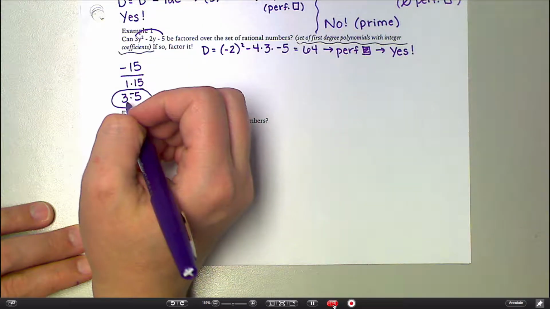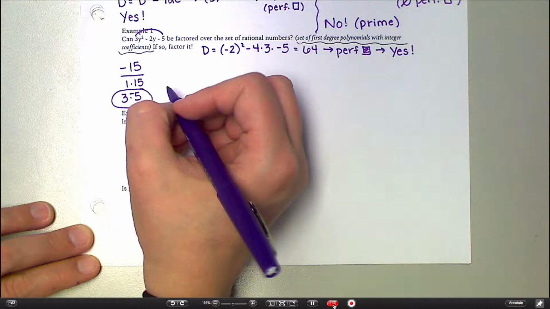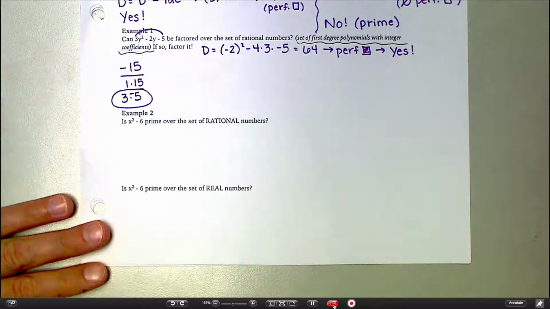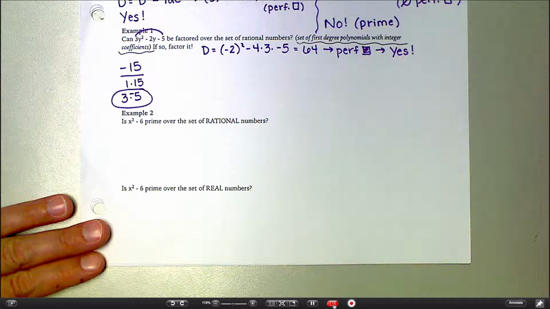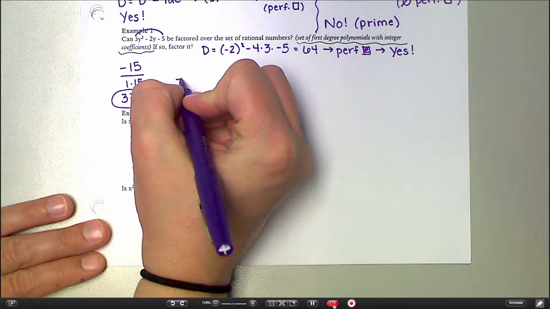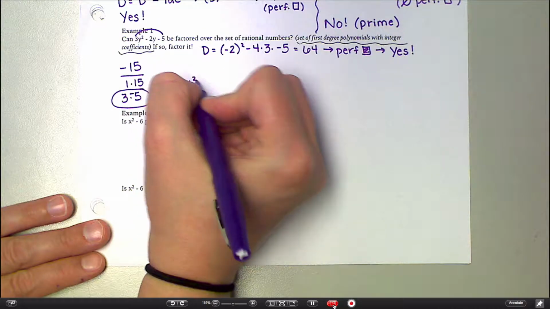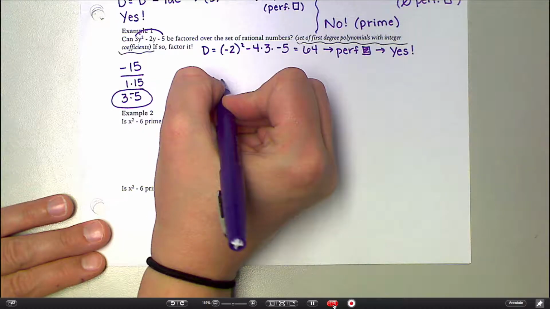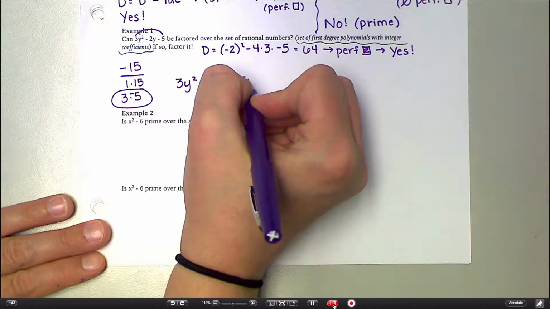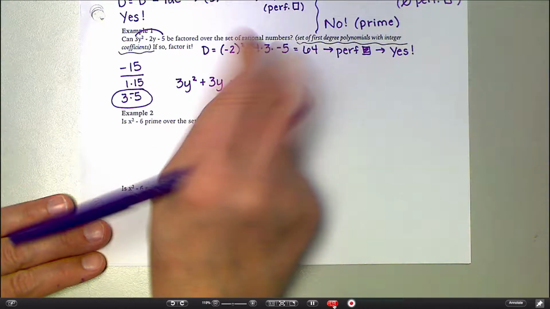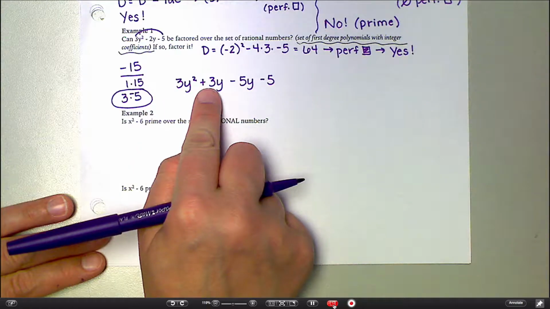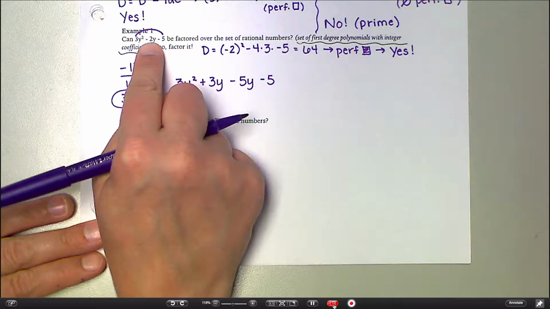So then I'm going to plug these two things in for that negative 2y. This is all stuff we did last week. That's why I'm going so fast. You've done this before. 3y squared plus 3y minus 5y minus 5. So I just rewrote this polynomial. I used 3y and negative 5y to make my negative 2y.